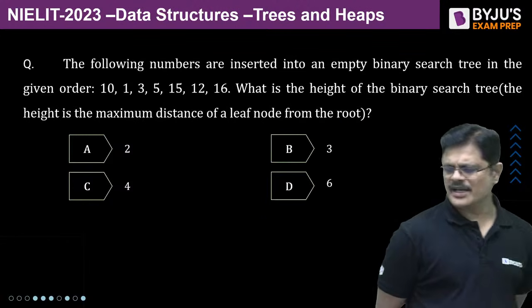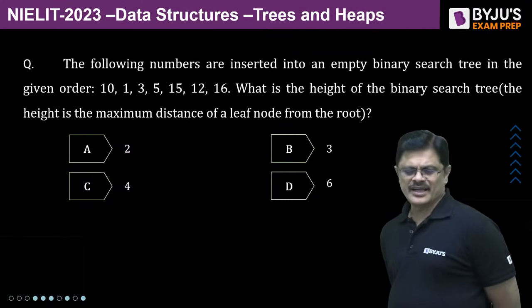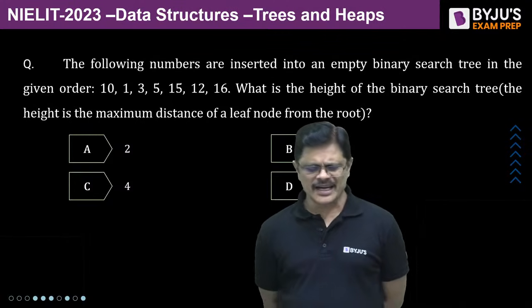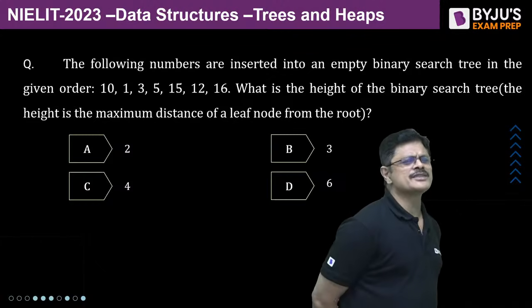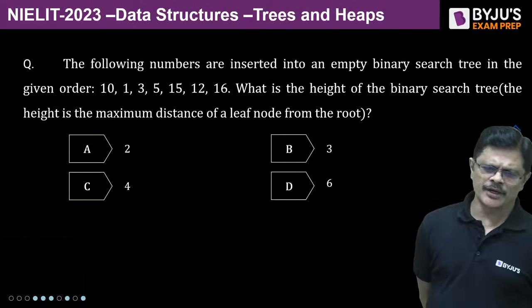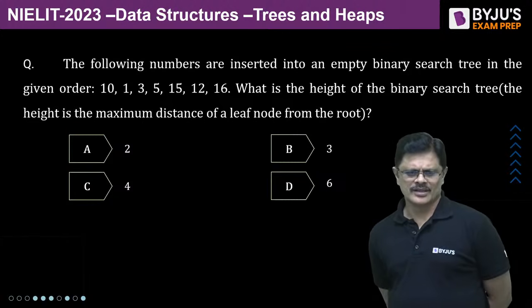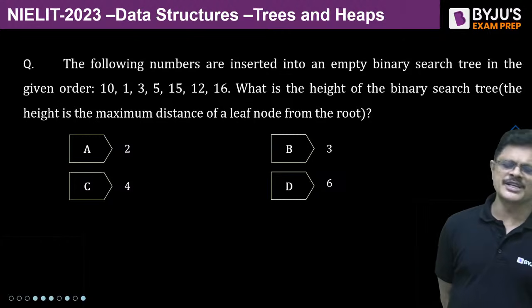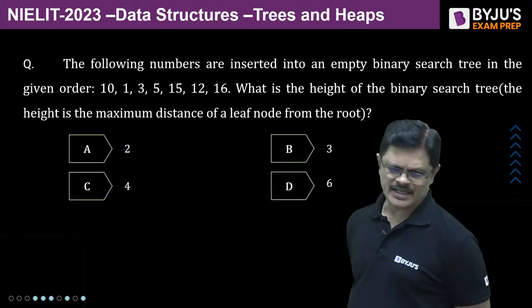The following numbers are inserted into an empty binary search tree in the given order. What is the height of the binary search tree? Just keep on inserting these nodes and you have to tell the height of the binary tree. Acha, for the previous MCQ, A is the answer, correct.